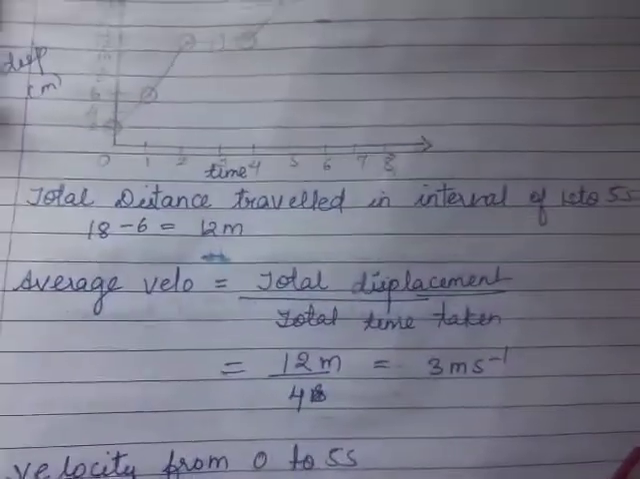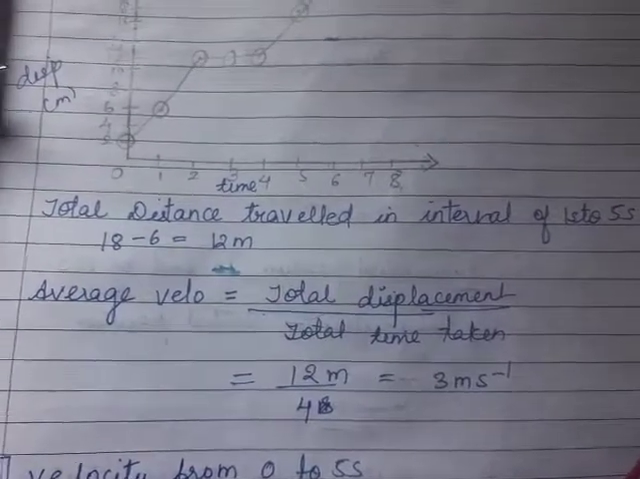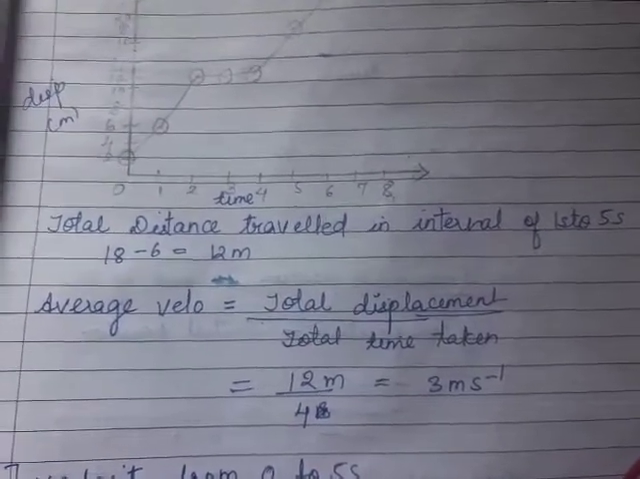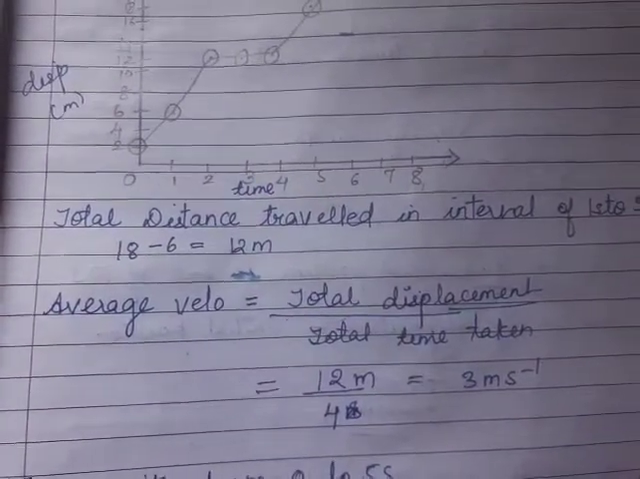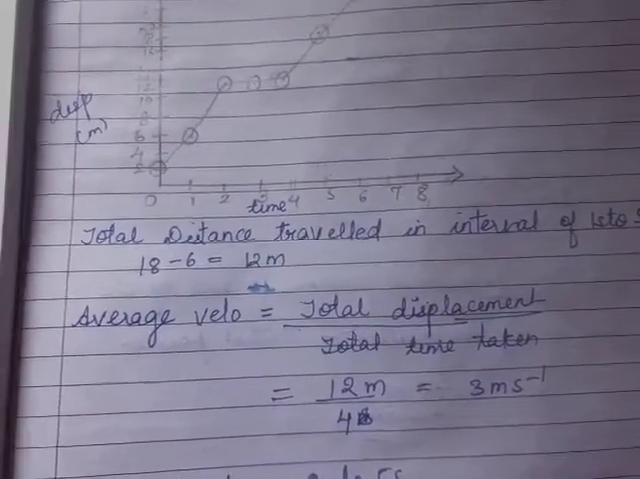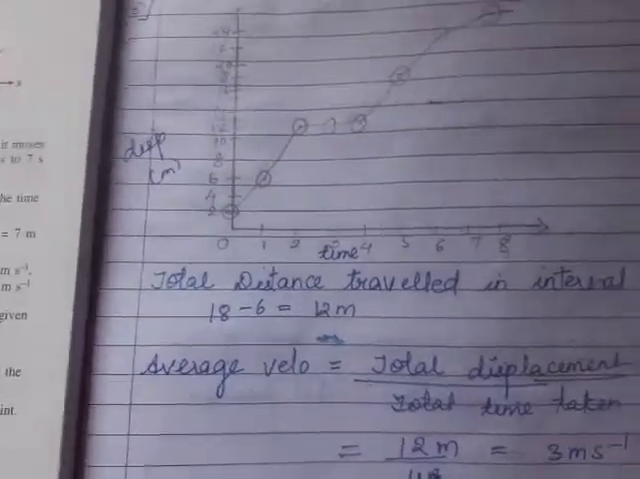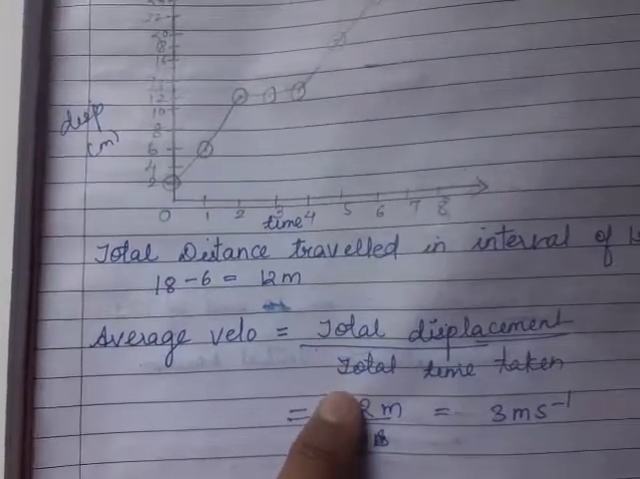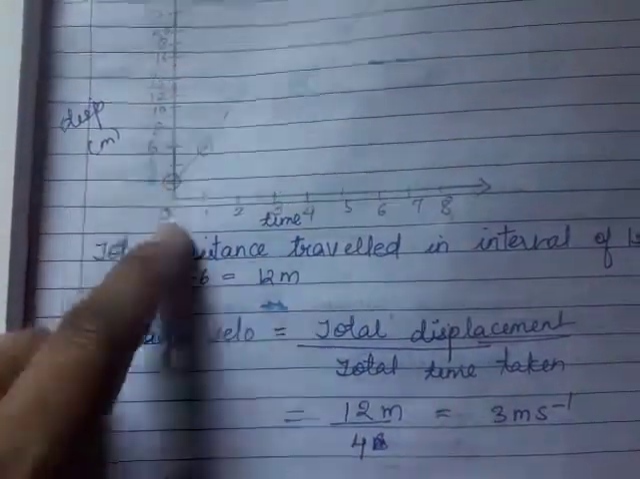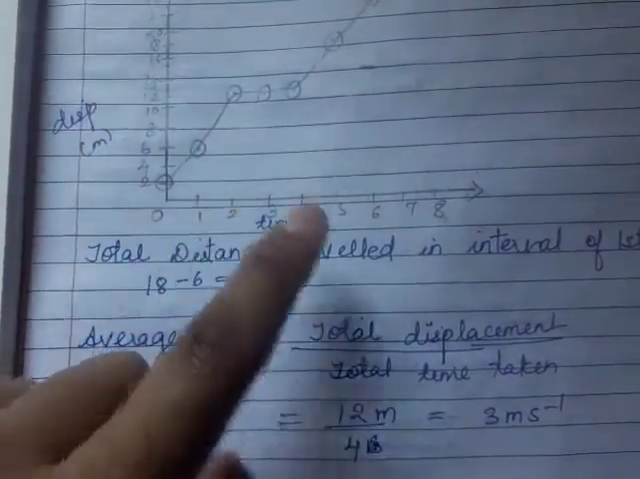Now next, you have to find out the average velocity. Okay, average velocity from 1 to 5. So you are supposed to find out the average velocity from 1 second to 5 seconds. Just now we calculated the total distance. So here average velocity is total displacement upon time. So what was the total distance? That was 12 meters from 1 to 5.